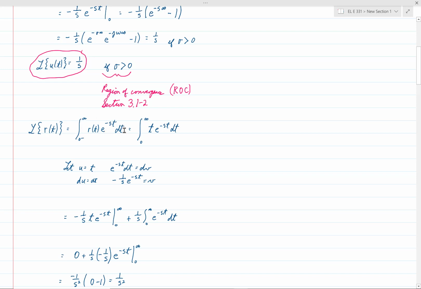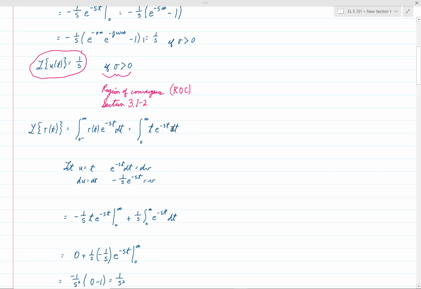Keeping in mind that r of t is equal to t for t greater than or equal to 0, and is equal to 0 whenever t is less than 0, that tells us that we can plug in t here and change the lower limit from 0 minus to 0. And then e to the minus st we just bring over.